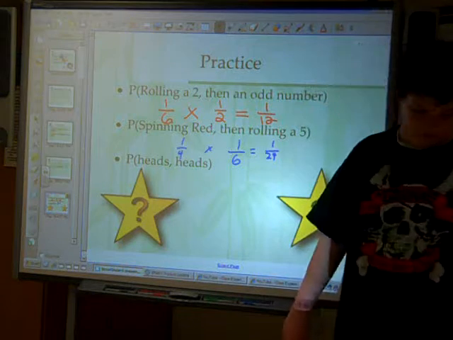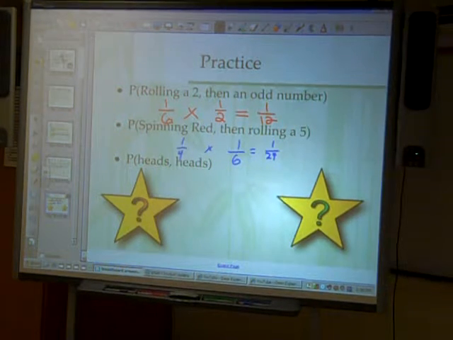Taylor, can you come up and try the probability of flipping a coin? It lands on heads, and then heads again.